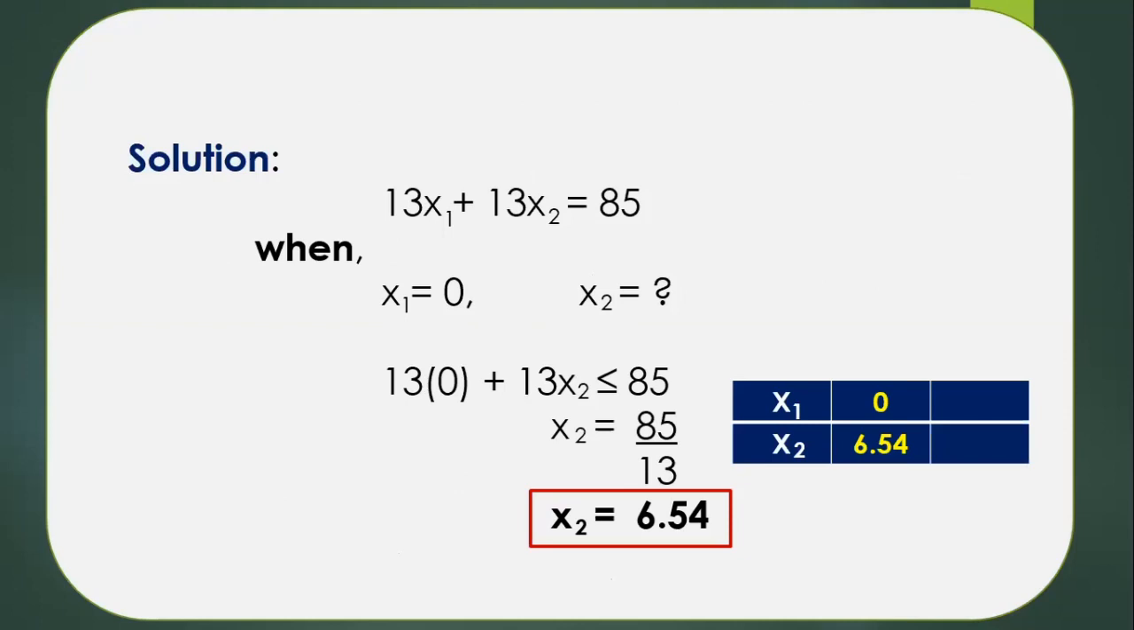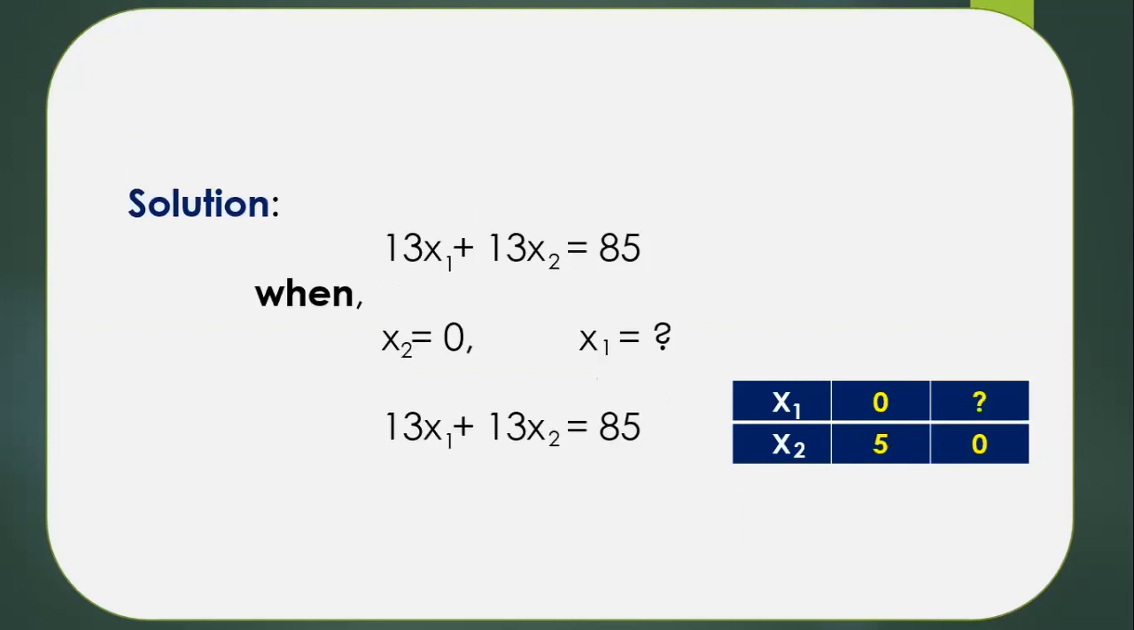Okay, so we have then the first point. Our x sub 1 is 0 and our x sub 2 is 6.54. Next is to find our second point in order for us to be able to draw a line. So in order to do that, let's assume that our x sub 2 is equal to 0.